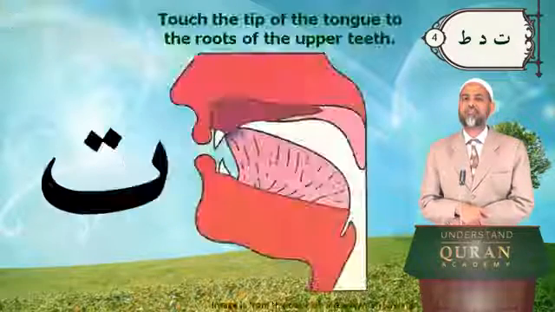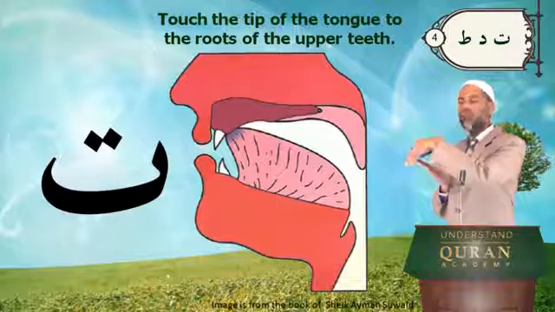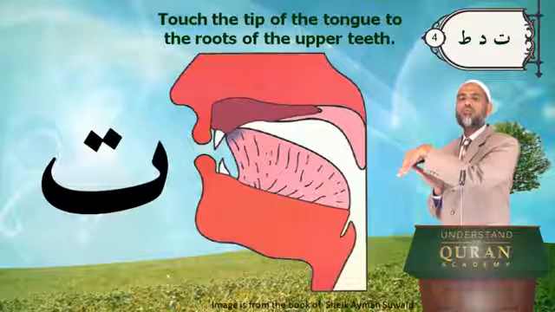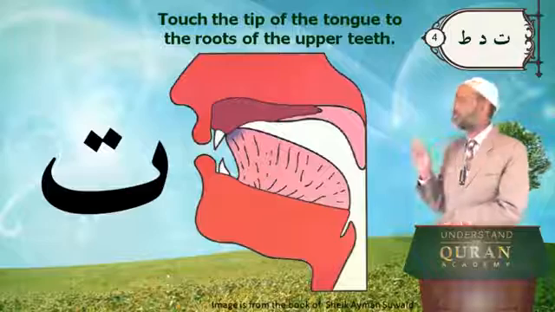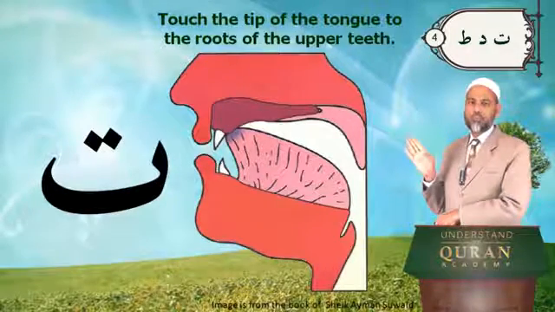Touch the tip of the tongue to the roots of the upper teeth. Tip of the tongue to the roots, the ends, roots of the upper teeth. Ta, as you see in the picture. Ta, da, ta, all of them are from the same spot.